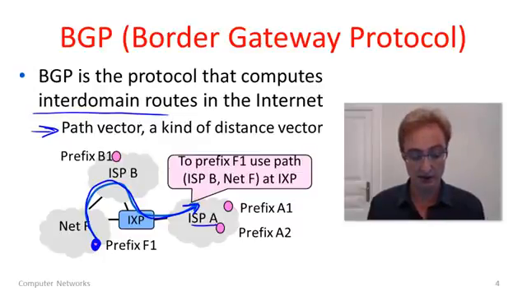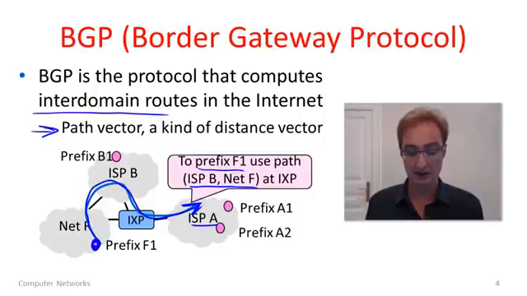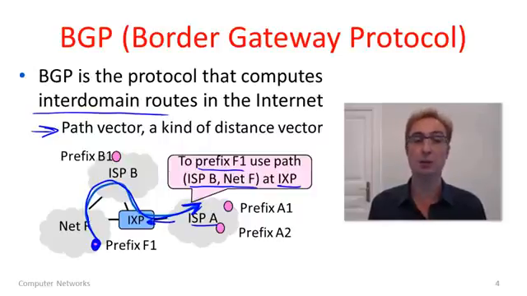And if we look at it inside ISP A, we might receive a route announcement that says something like, well, to get to prefix F1, that's the destination here, here is a path you can use. It goes ISP B, net F. Well, they are the networks through which you go along this path once you leave your ISP A to get to the destination. And the way you access this path, the next hop, is to go via the IXP. That's here. So you just send across the link to the IXP and you'll be on your way along this path. That's an example of a path vector announcement.